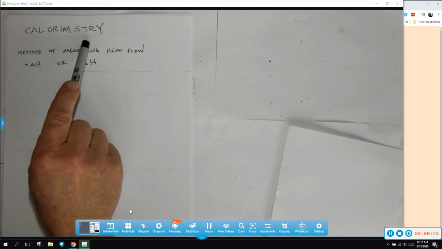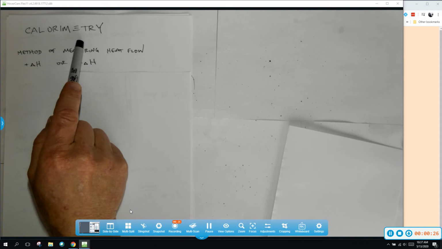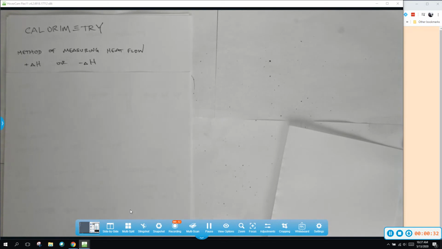We'll start with the word calorimetry, which actually comes from the word calorie, which is a measurement of heat energy in the English system, which of course is 1 calorie is 4.184 joules. So it's a unit of measure as well. But this is a process that you use.